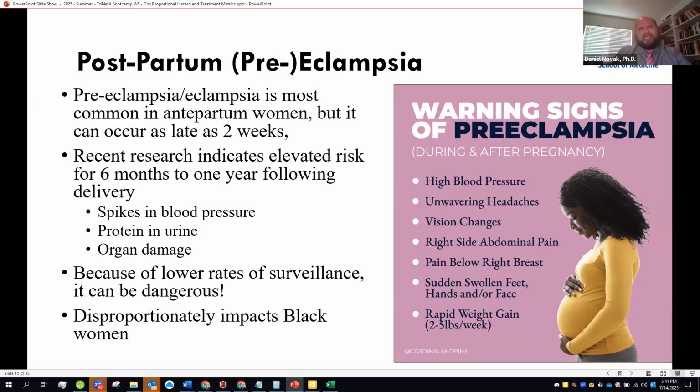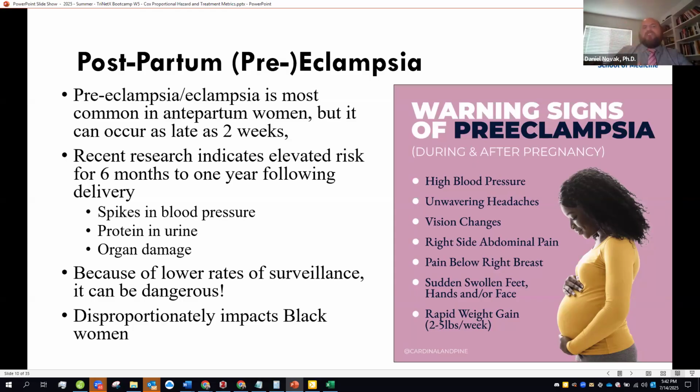This comes from some of my real life experience. Basically we have the issue of postpartum preeclampsia. Preeclampsia and eclampsia are most common in antepartum women, but they can occur as late as 2 weeks or even out to several months beyond delivery of the baby. Recent research indicates that elevated risk for up to 6 months to even a year following delivery is something that needs to be monitored. There can be spikes in blood pressure and protein in urine as a result of different kinds of main organ damage, and all sorts of important signs to look for when this is occurring.